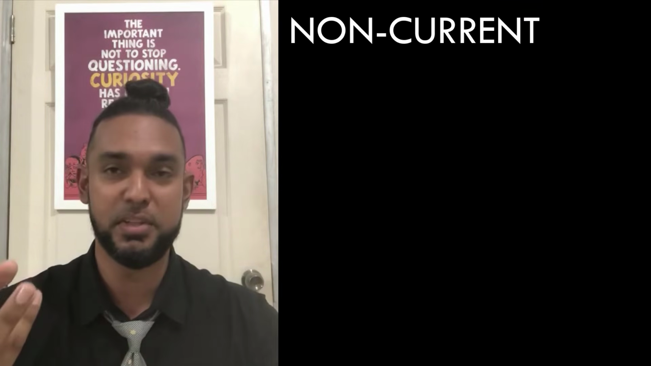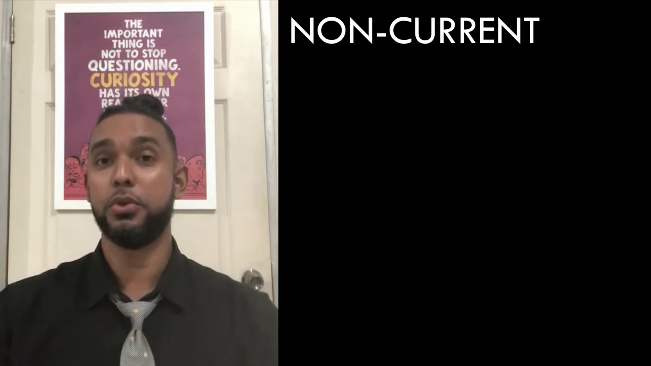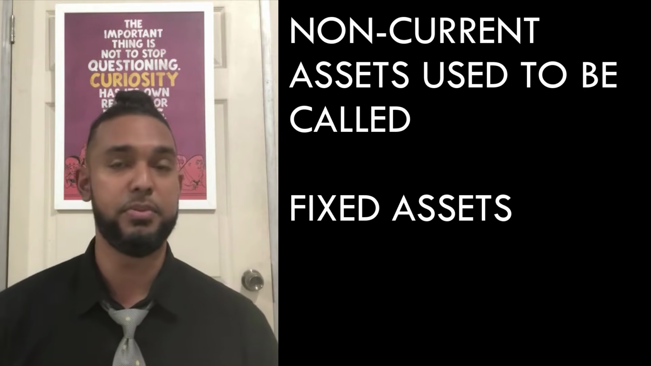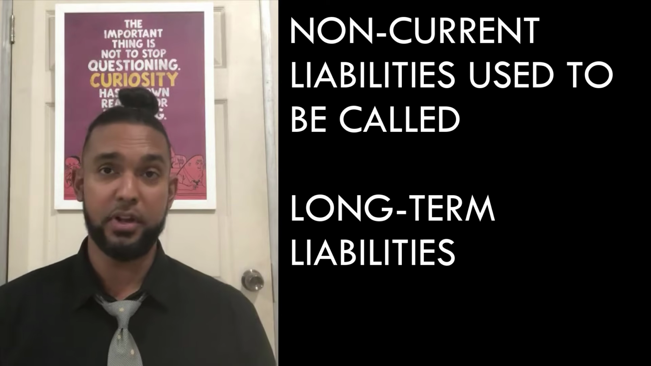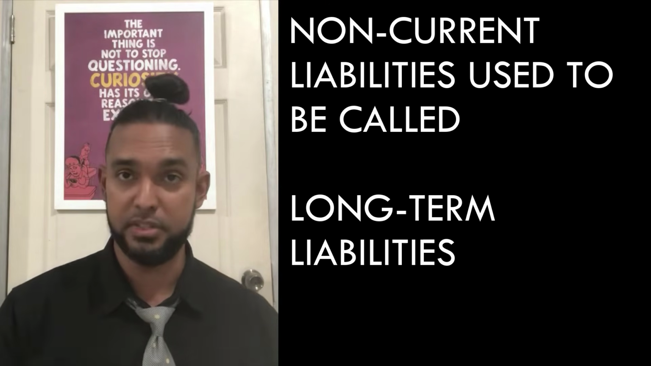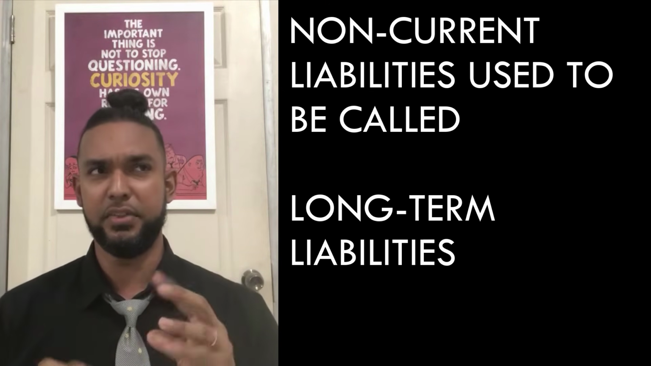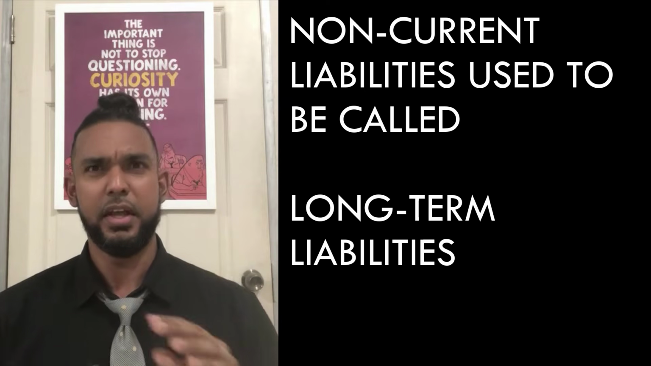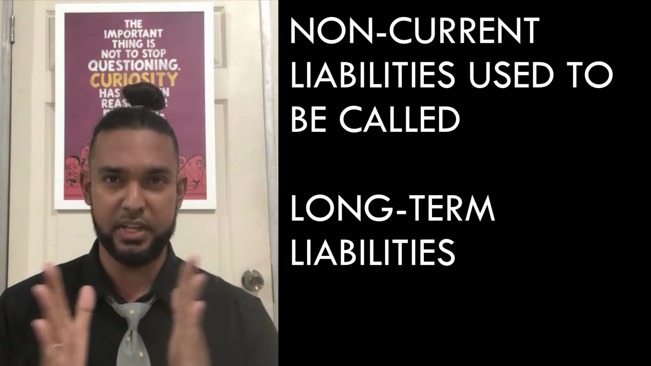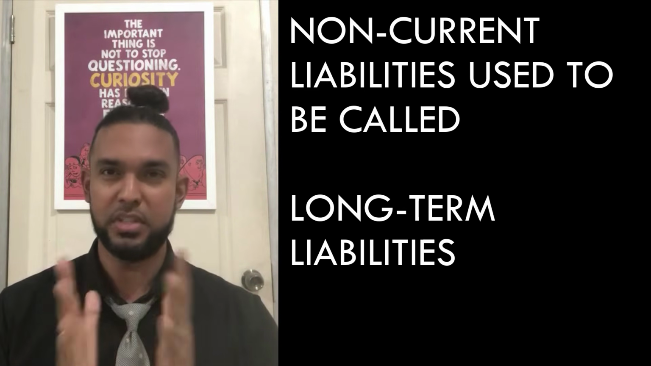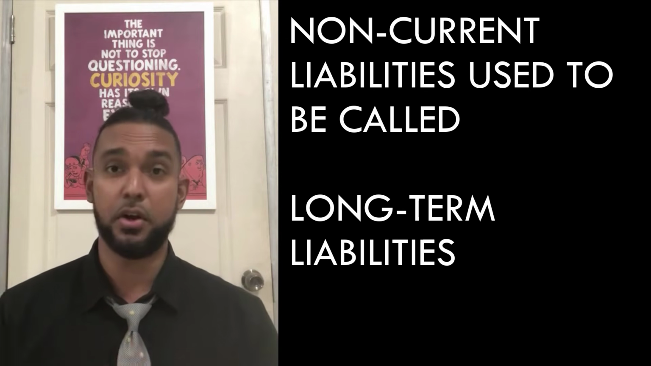Now, I know it sounds relatively simplistic, but we used to call them other things. Non-current assets used to be called fixed assets. Non-current liabilities used to be called long-term liabilities. But they wanted a slightly more uniform look at it, and I think there were some subtle differences in the definitions of certain things, and they wanted to kind of harmonize those definitions. So it's either current or non-current.